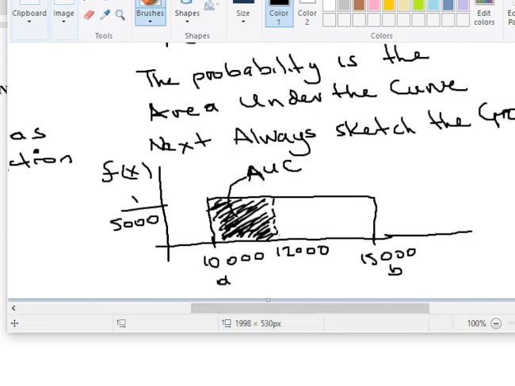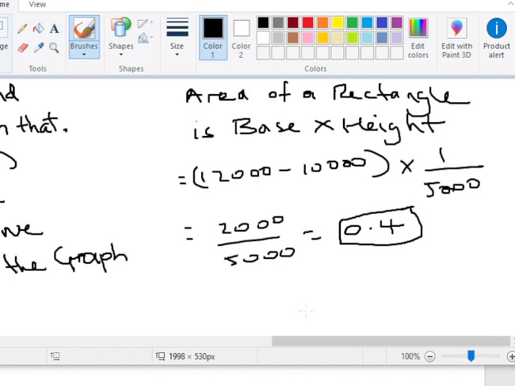And so what we're going to have is this 2,000 times 1 over 5,000, which gives us 2,000 divided by 5,000, or 0.4. Now you want to give the decimal, right? So you keep the fraction for f of x, but when you get to your final answer, you give it as a decimal, so 0.4.